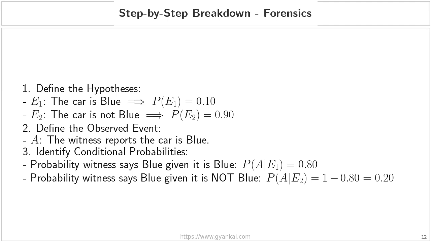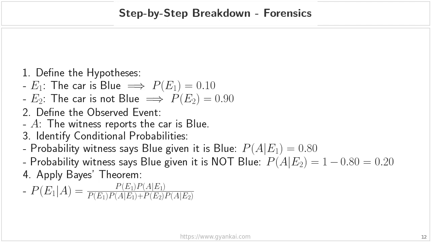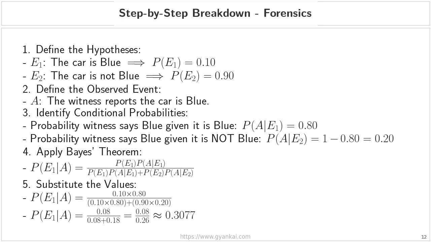However, we must also consider the chance they are mistaken. The probability of the witness saying the car is blue, even though the car is not blue, is 1 minus 0.80, which equals 0.20. Fourth, we apply Bayes' theorem. We are looking for the probability of E1 given event A. The formula is the probability of E1 multiplied by the probability of A given E1, all divided by the total probability, which is the sum of the probability of E1 times A given E1, plus the probability of E2 times A given E2. Finally, let's substitute our values into the formula to get the result.